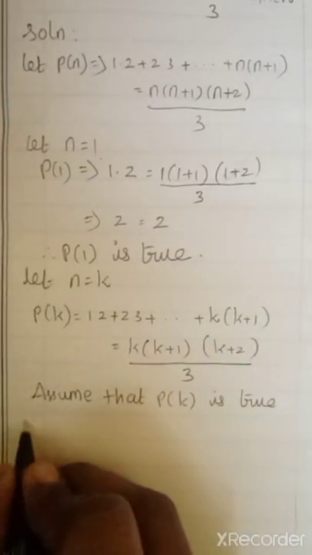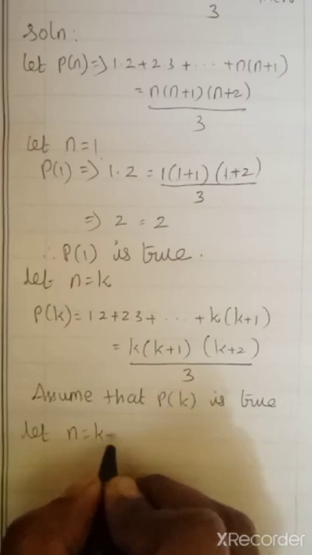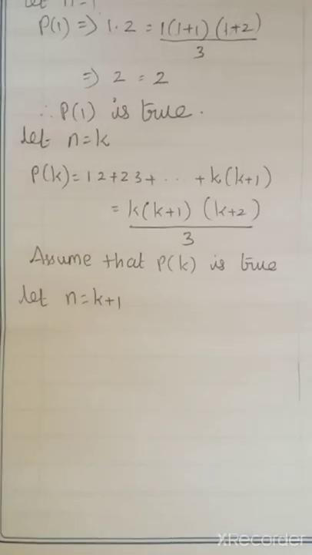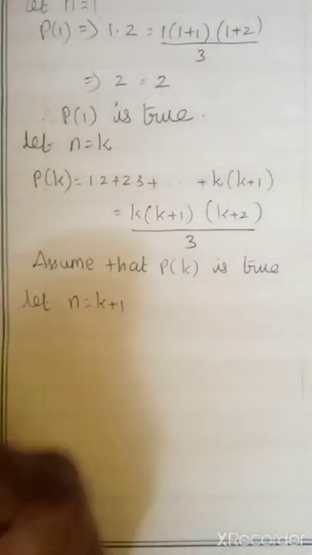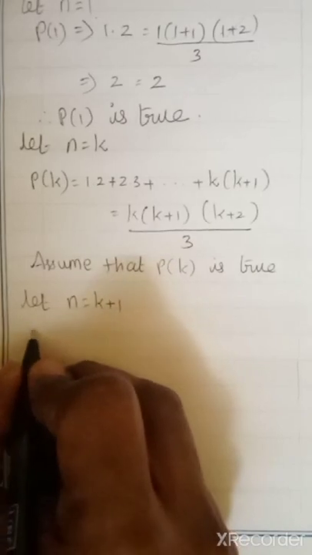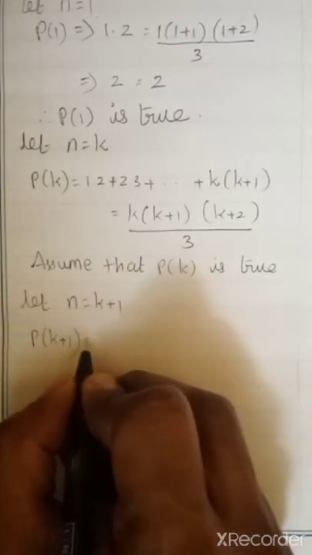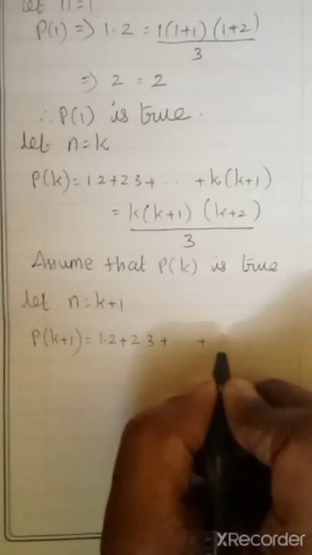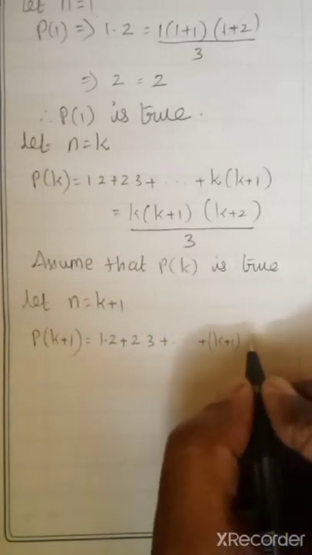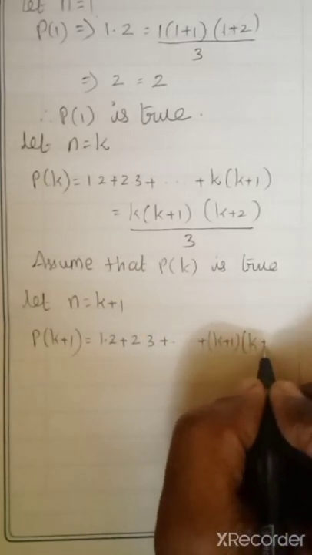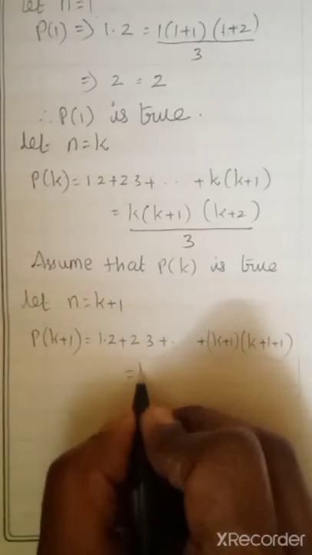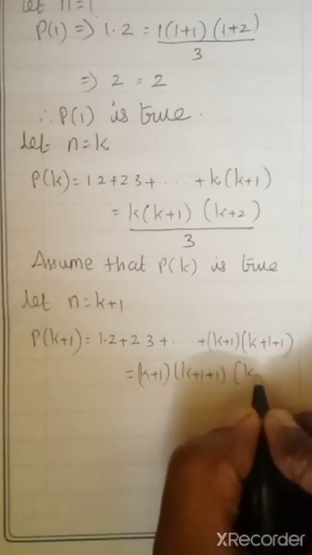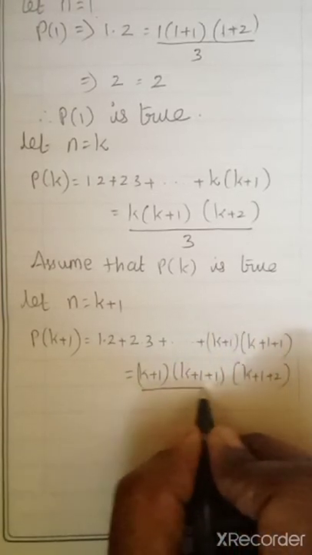Very good. What is your next step? Let n equal to k plus 1. Okay, this is the proof. Correct? With this proof we can conclude the question. So, let n equal to k plus 1 we have taken. Now, in the question, what do we substitute in place of n? K plus 1. So P of k plus 1 equal to 1.2, 2.3 and so on, up to, in place of n, k plus 1, and in place of n plus 1, k plus 1 plus 1. Correct? What will come on the right hand side? K plus 1, k plus 1 plus 1, k plus 1 plus 2 divided by 3.